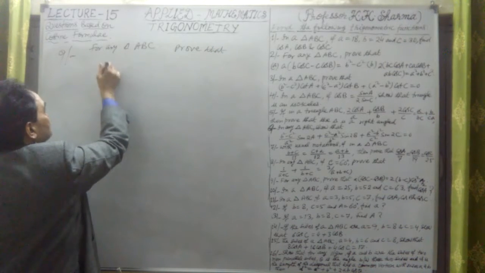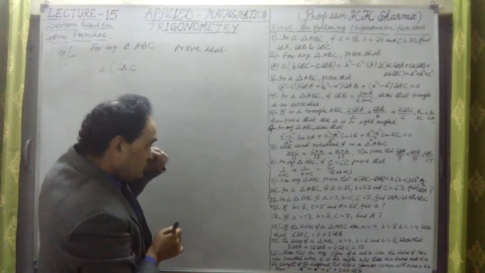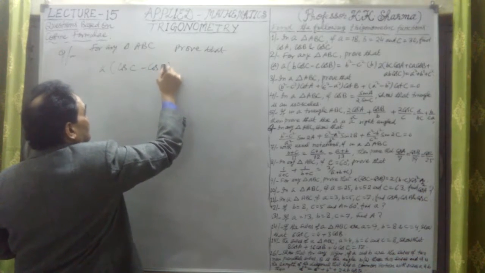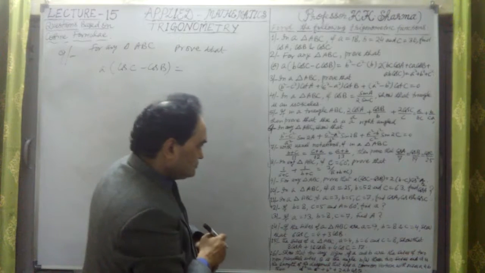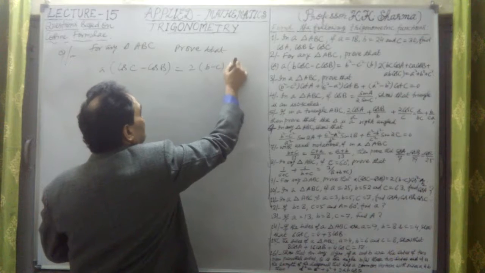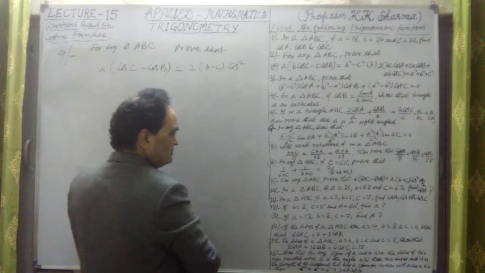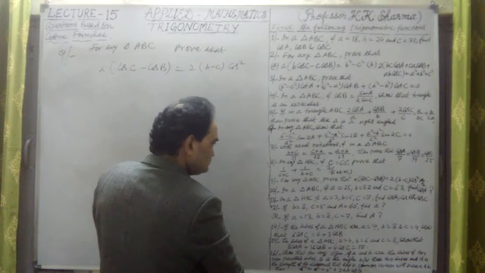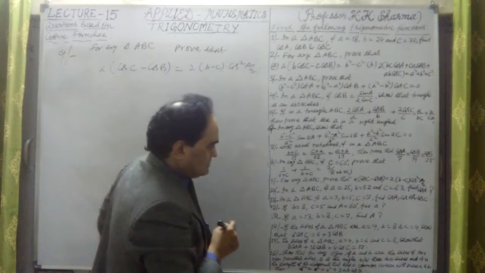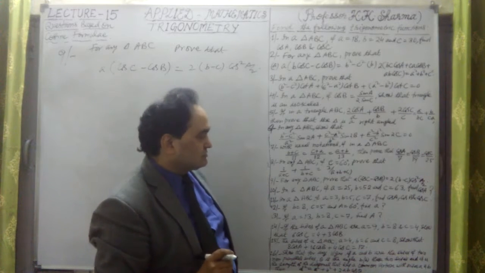Prove that A into cos C minus cos B is equal to twice into B minus C into cos square A by 2. This is cos square A by 2. We have to prove this. Okay, so for any triangle ABC, prove that this result is equal to this result. Let us solve it.